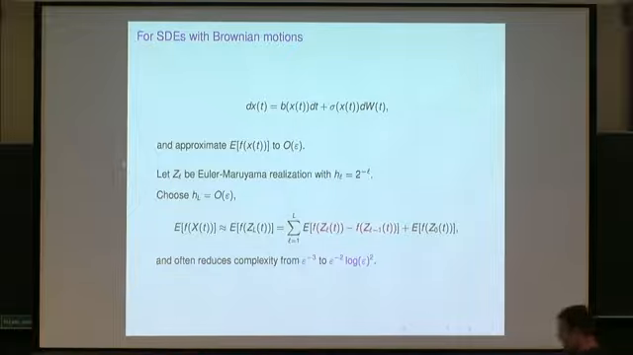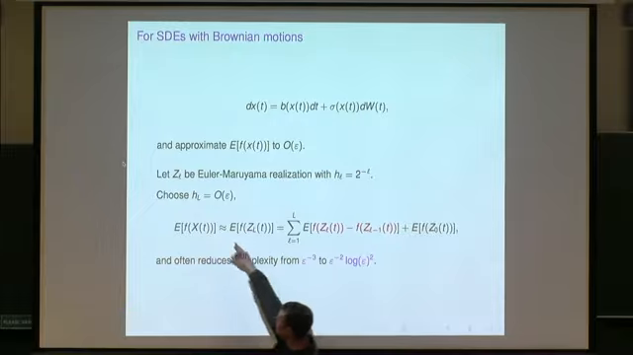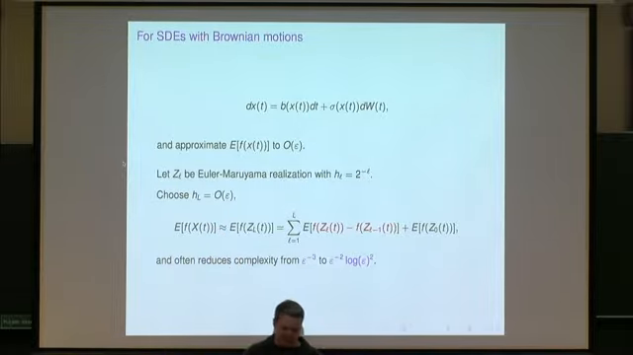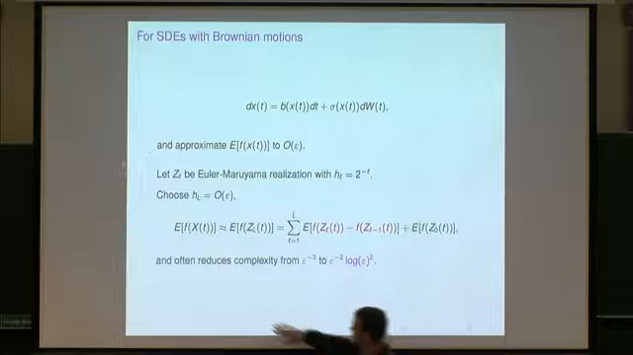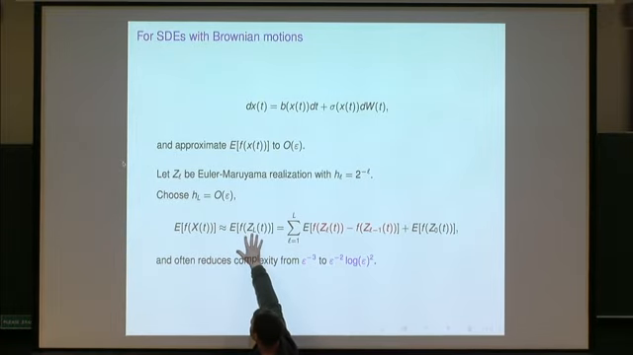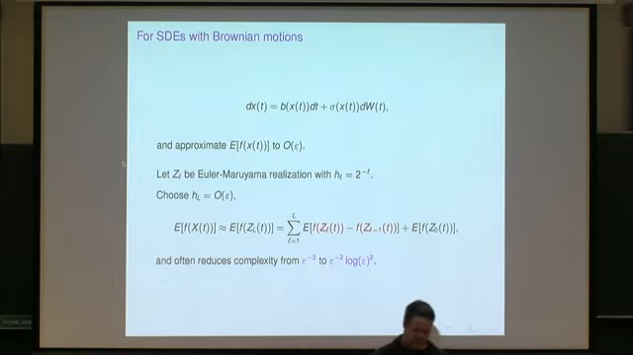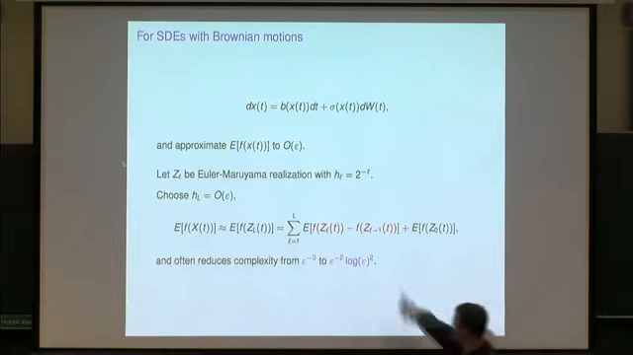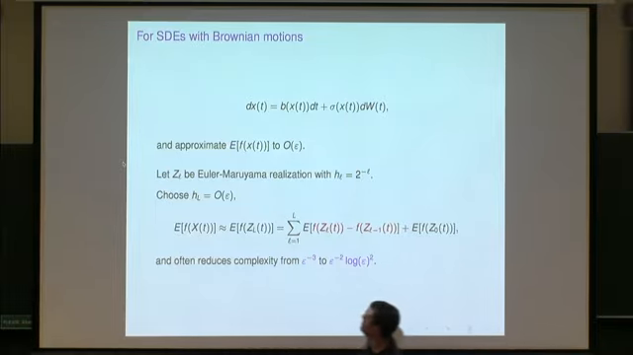You choose H sub L. This is your finest level, to be of order epsilon. So that controls the bias. The first step is that what I actually care about needs to be within epsilon of the actual solution. So you choose your coarsest level according to the accuracy you want, and then you just do the telescoping sum idea for this random variable.